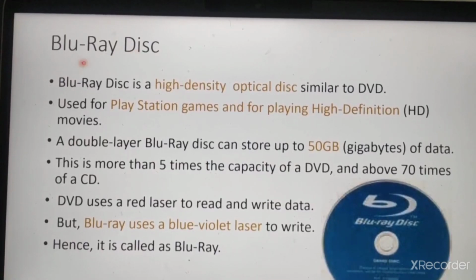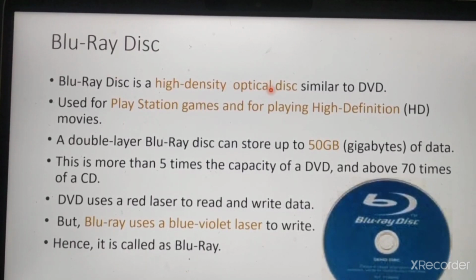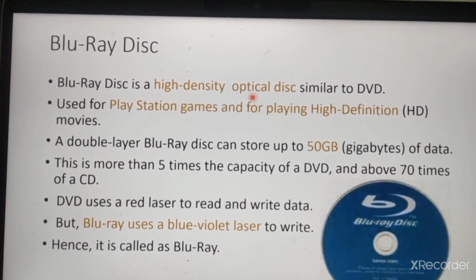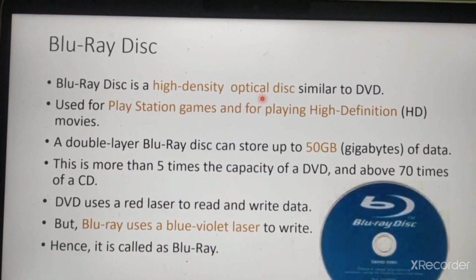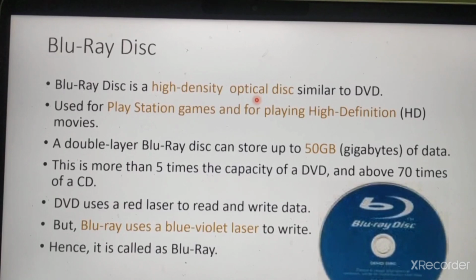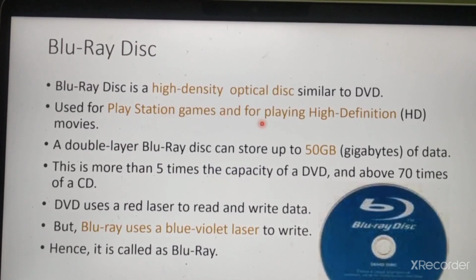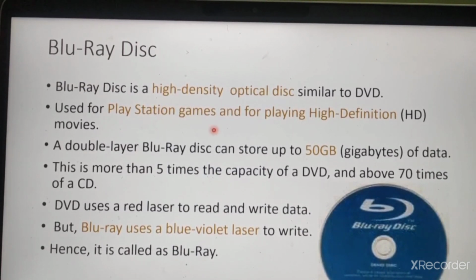Next we can see about the Blu-ray disc. The Blu-ray disc also works based on the concept of the digital versatile disc. It is also a high density optical disc. Why is it called an optical disc? Optics means light. Here we can read and write the information with the help of blue laser light. So it is called an optical disc. On this optical disc we can store PlayStation games and play high definition movies.